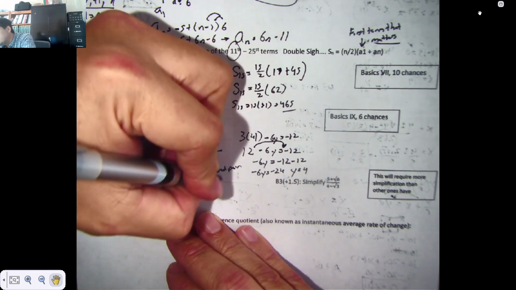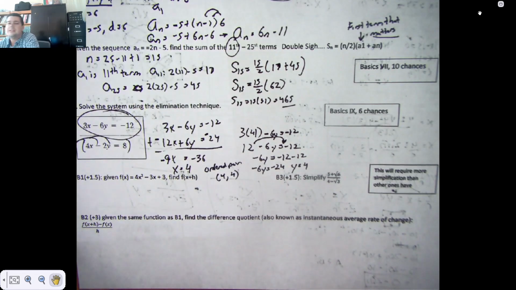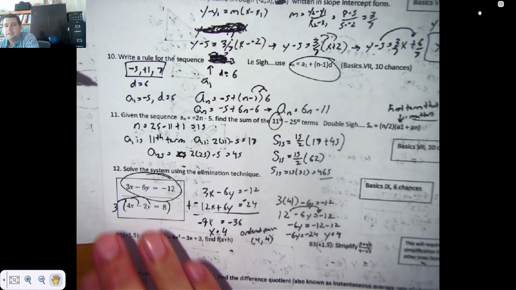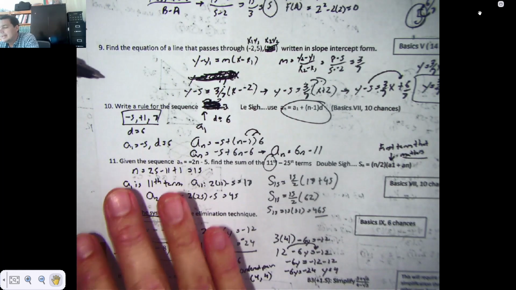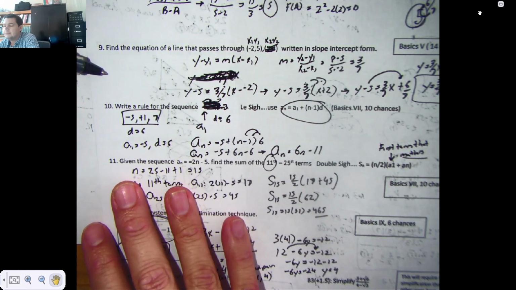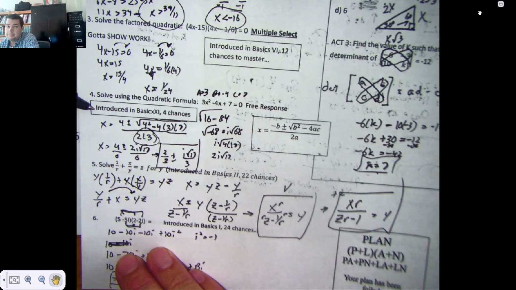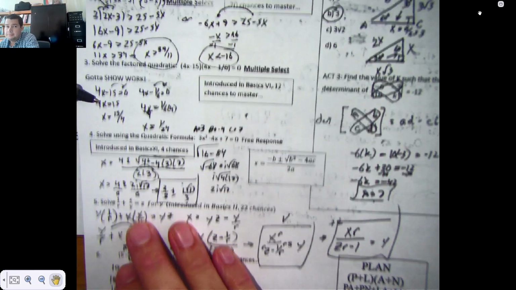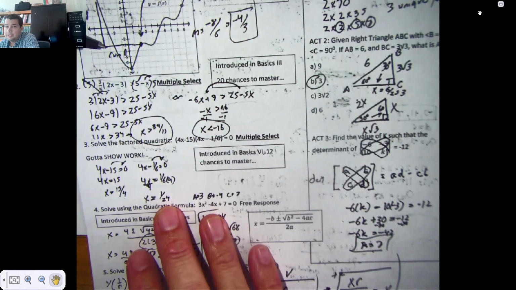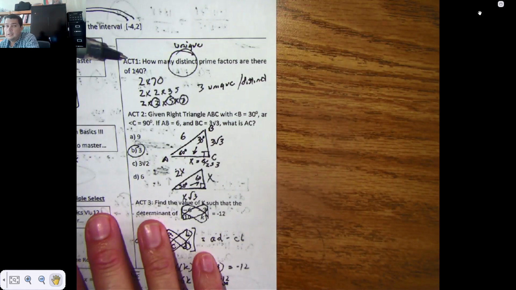And I know you guys are like, Mr. Milbrath, this is so hard. This is Algebra 1. This question is Algebra 1. 11 is Algebra 1. 10 is Algebra 1. 9 is Algebra 1. 8's not. 7 should be. 6 isn't. 5 isn't. 4 is. 3 is. 2 is. 1 is. Those are all Algebra 1 standards.